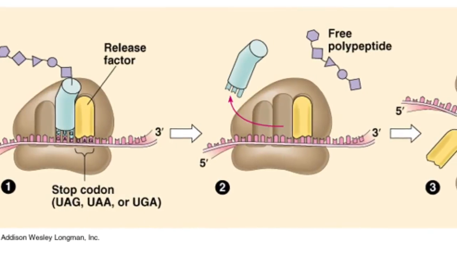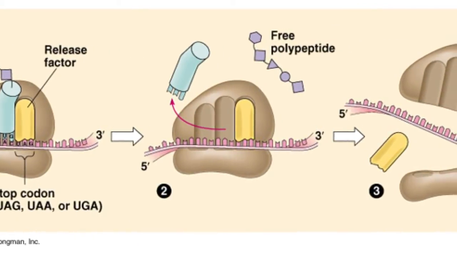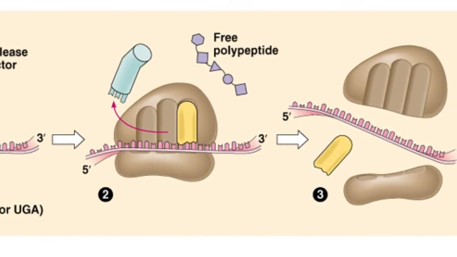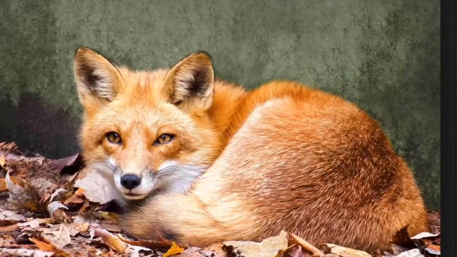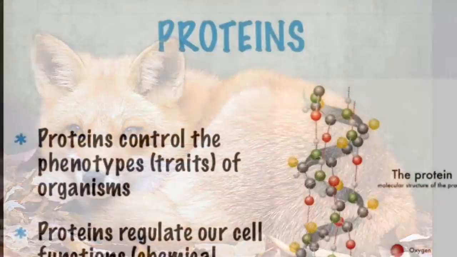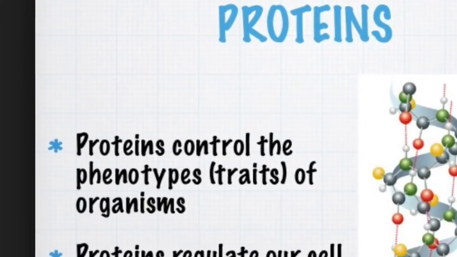Last is termination. Once the ribosome comes to the end of the mRNA, it hits one of the stop codons. The protein is completed and everything is released. Now back to Emily the fox. She understands how the protein is made, but how does that make her fur red? Proteins control traits in organisms, such as Emily.